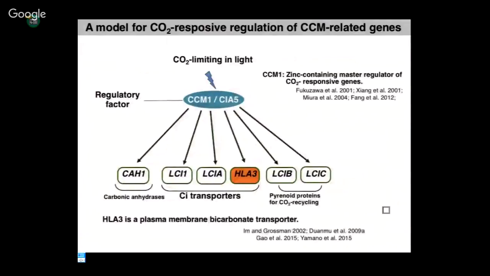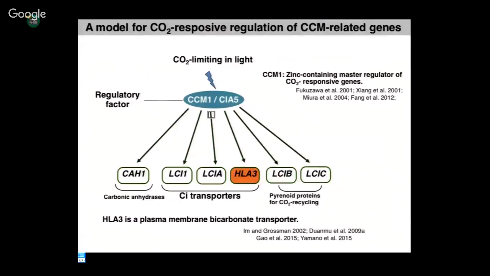I can skip this field, but during the isolation of the CO2 requiring mutant, we isolated one mutant which cannot acclimate to low CO2, which doesn't express any of these genes. Not all, but almost all genes were defective by missing CCM1 protein. This protein also contains zinc ion and looks like a CO2 sensor.